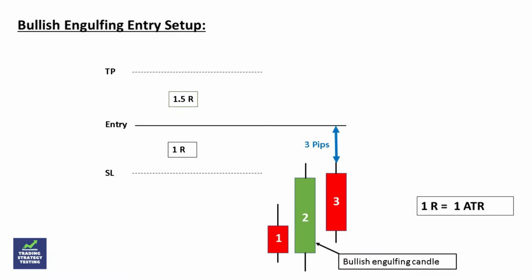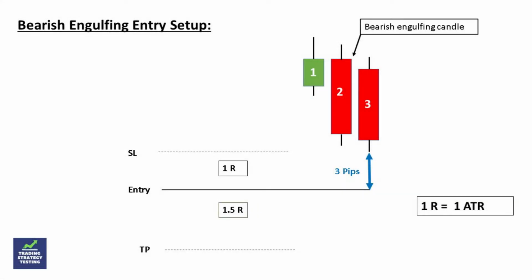When we spot a bullish engulfing pattern, we will look at the third candlestick. If it closes higher, we will place a buy stop order at 3 pips higher than the third candle. If it closes below the engulfing candlestick, we will look at the fourth one and apply the same 3 pips buy stop order. If the fourth candle closes below the initial engulfing candle, we will just ignore the setup and move on.